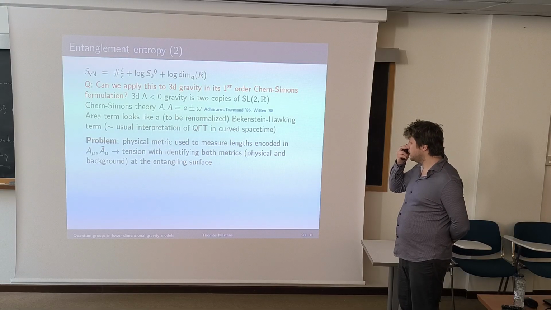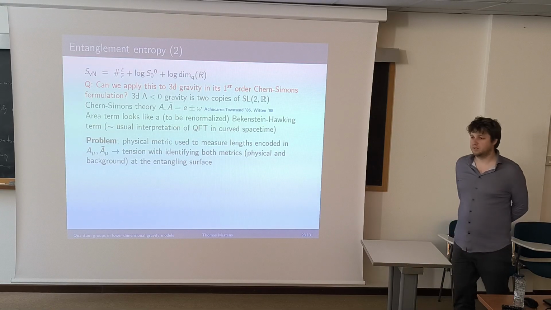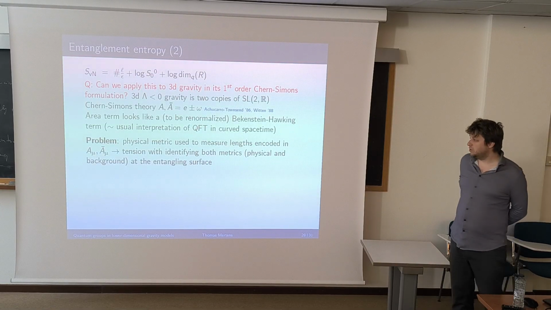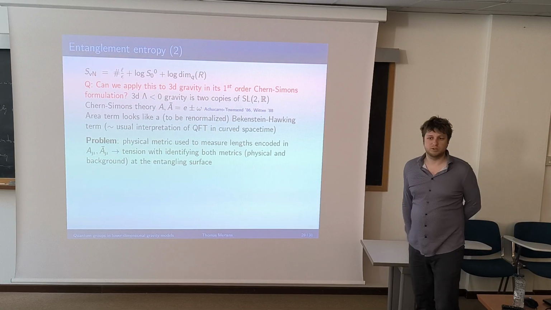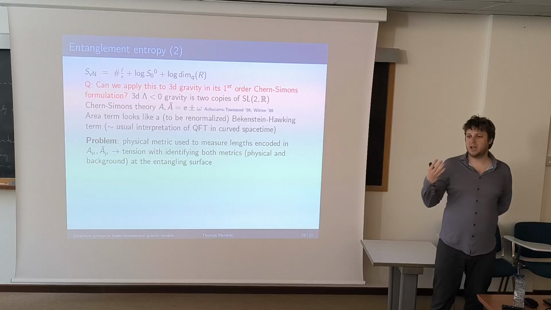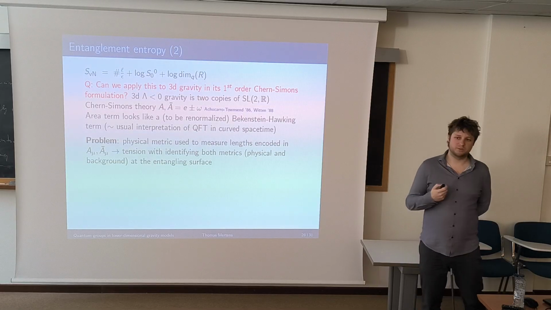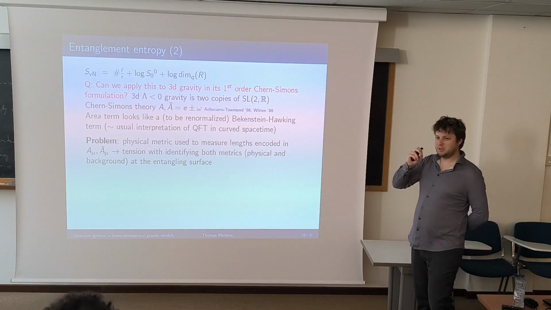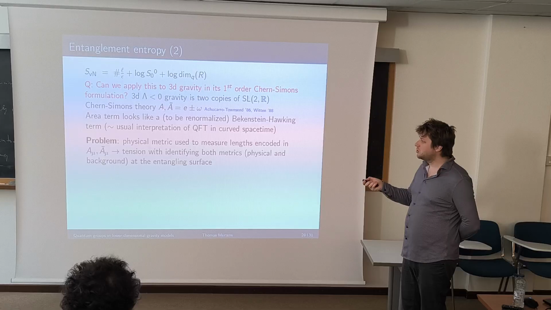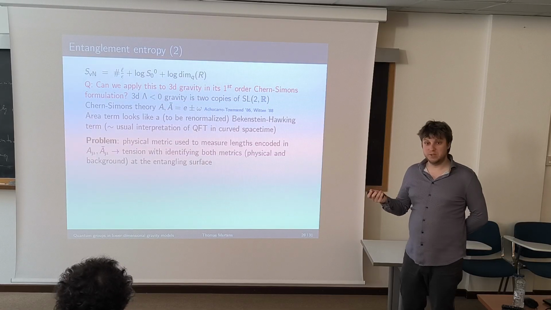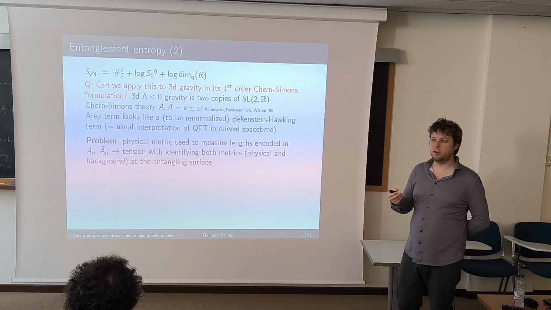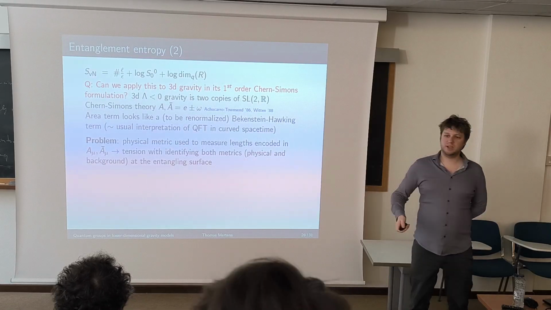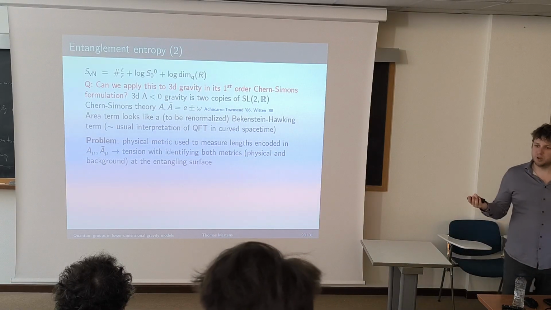Because the physical metric used to measure lengths, the actual length, in 3D gravity is encoded in A and A bar, whereas this length here was just introduced by hand when you break topological invariance of Chern-Simons theory. This is a very different metric than the actual metric. The actual metric is encoded in the values of the fields, because if I give you A and A bar, I give you the Vielbein and spin connection, and you get the metric, and then you get the geometry.